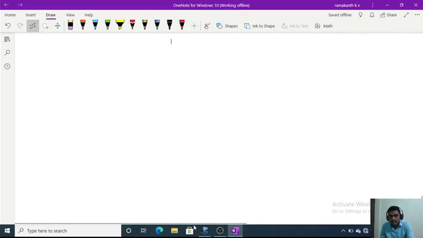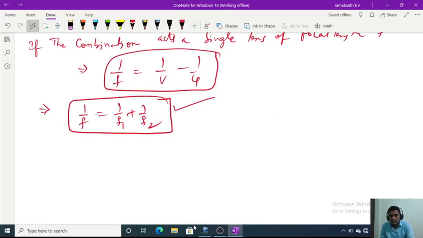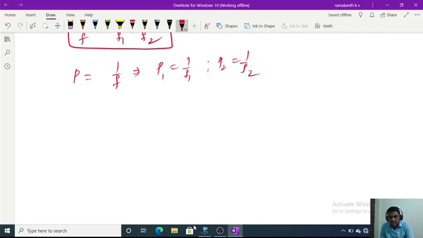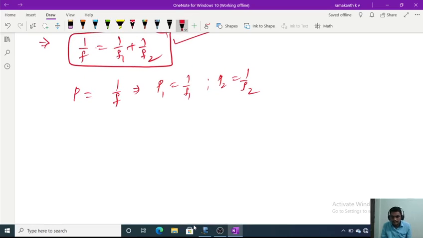From the previous topic, we know that P is equal to 1 by f. That implies P1 is equal to 1 by f1 and P2 is equal to 1 by f2. So we can write the above expression in terms of P as P is equal to P1 plus P2.